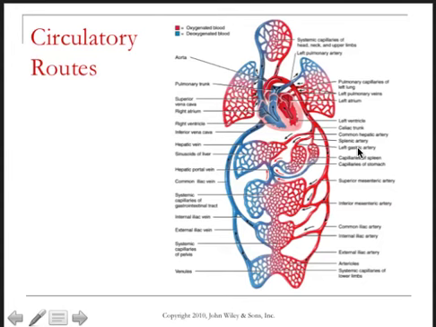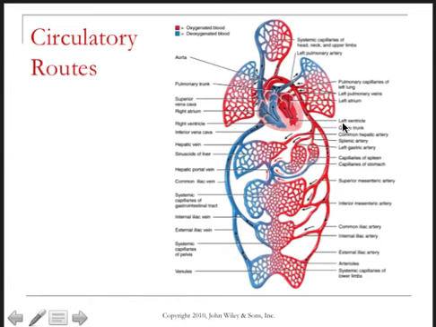Okay. In the systemic circulation, remember that oxygenated blood is going to be found in the arteries, and deoxygenated blood is going to be found in the veins. Okay, that's the route to and from the body. In the pulmonary circuit, this is reversed. In the pulmonary circuit, deoxygenated blood is found in the arteries, and oxygenated blood is found in the veins.